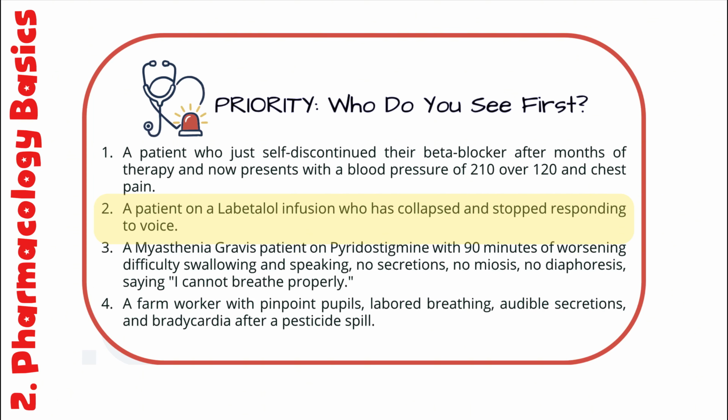A farm worker with pinpoint pupils, labored breathing, audible secretions, and bradycardia after a pesticide spill. Cholinergic crisis. IV atropine first, then pralidoxime.